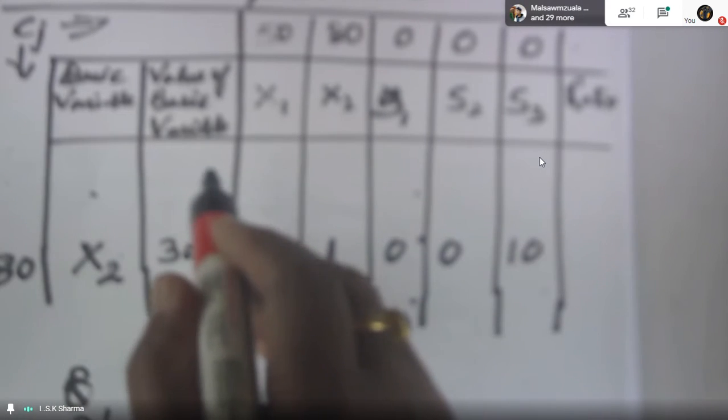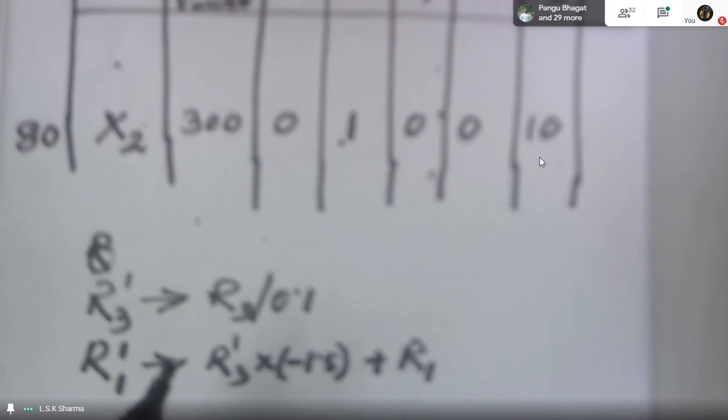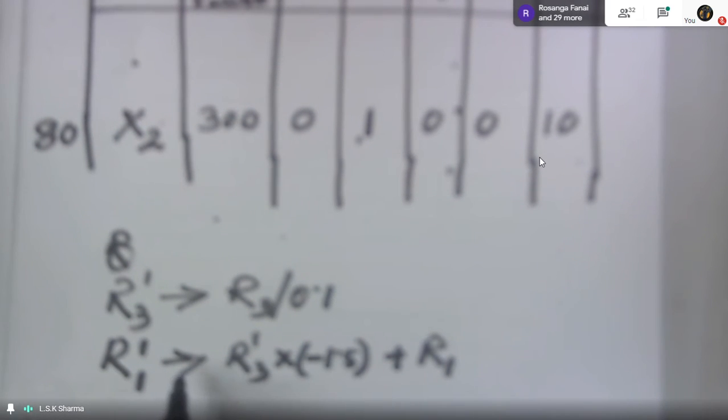Okay, R1 is the earlier R1 out here. This R1 dash is the new R1 dash that I'm going to get out here. So you have R3 dash multiplied by minus 1.5 plus R1. So you got to do this equation for, I'll show you here. R1 dash is nothing but R3 dash into minus 1.5 plus R1. Now you have to do the rough work for these. Okay. Now let me take up the rough work.